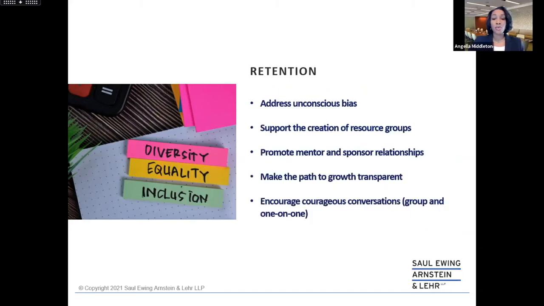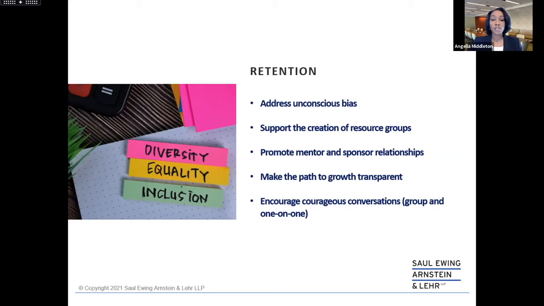So beyond the onboarding process, here are a few more factors to consider with regard to retention. We've already addressed the unconscious biases, supporting the creation of resource groups. And this includes minority, women, LGBTQ, or others. Resource groups create opportunities for diverse employees to interact with one another and create a support system for members of the group to flourish and learn from one another.